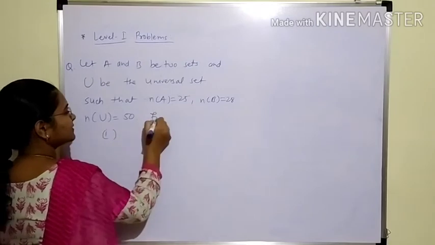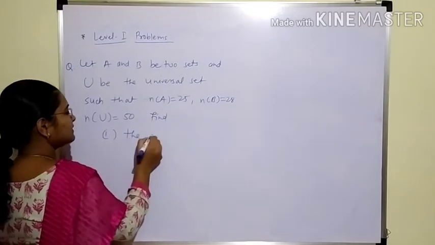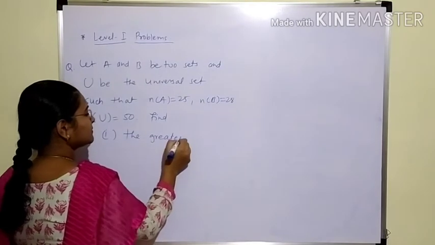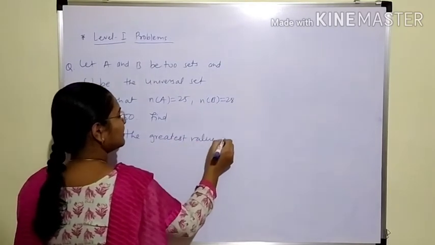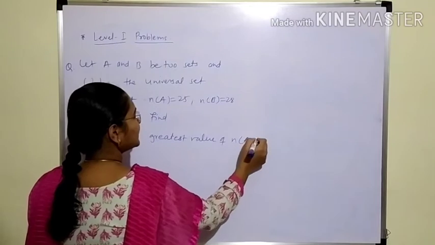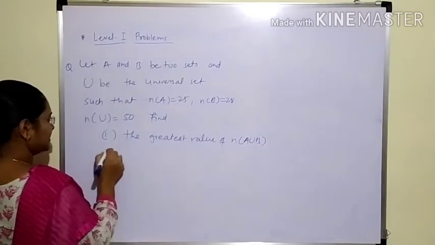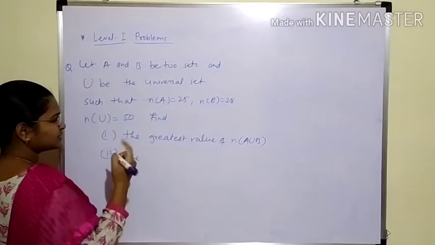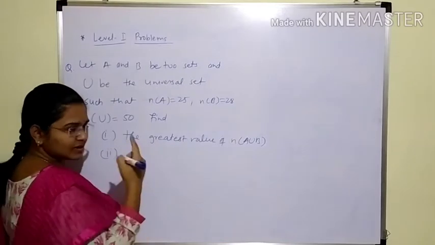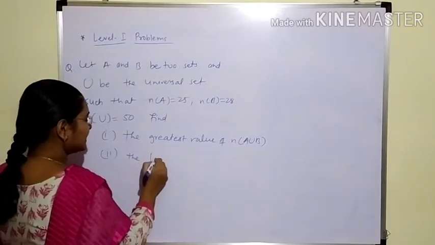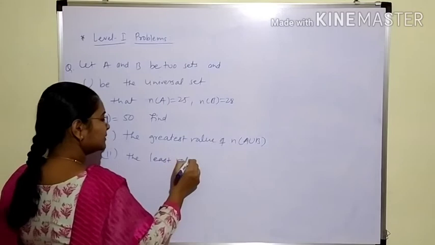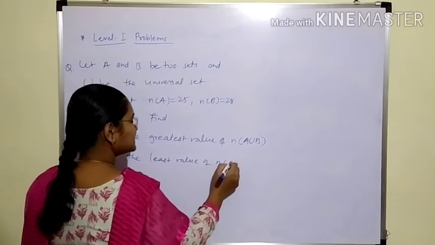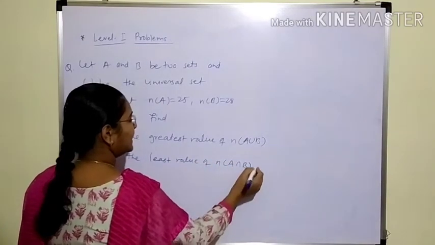Find the greatest value of the number of elements in A union B, and the least value, sorry, I said greatest, the least value of the intersection of A and B.